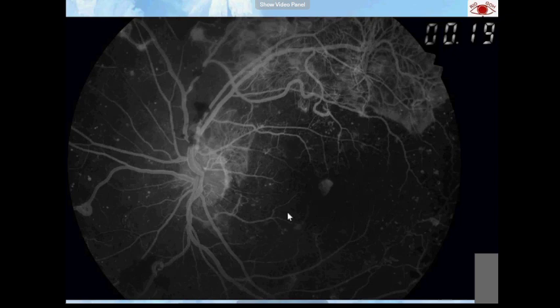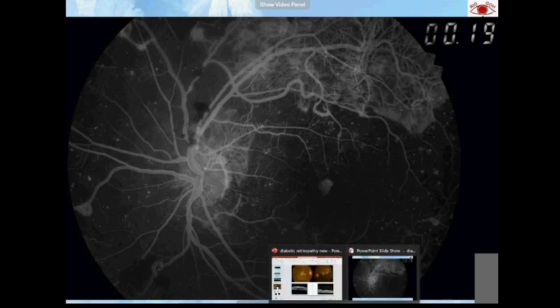This is a case of what? Early PDR or high risk PDR? Anyone? Anyone can answer this question? High risk PDR, ma'am. Yes, very good. High risk. Why do you say it's high risk? Because the new vessels are more than 1/3 the disc diameter on the disc, NVD, and NVE is more than half the disc diameter. So this is a high risk PDR.